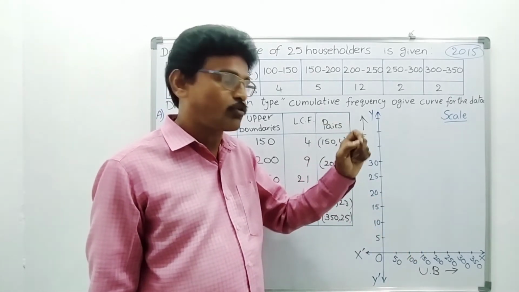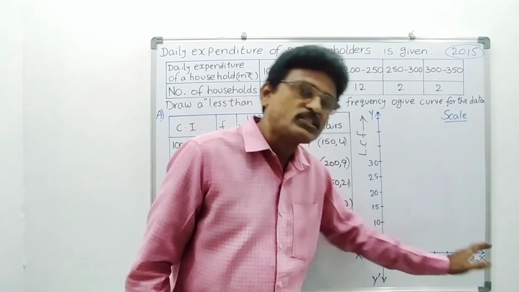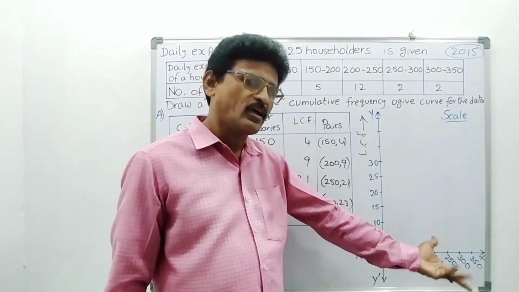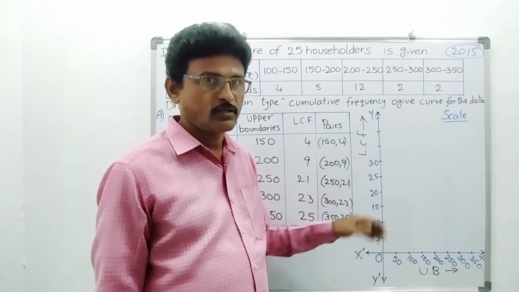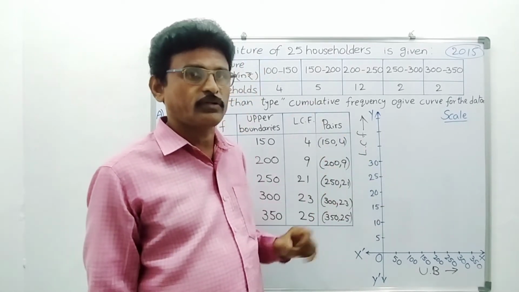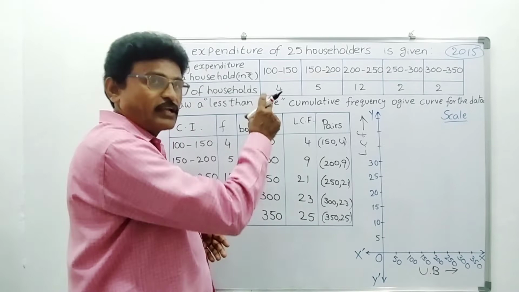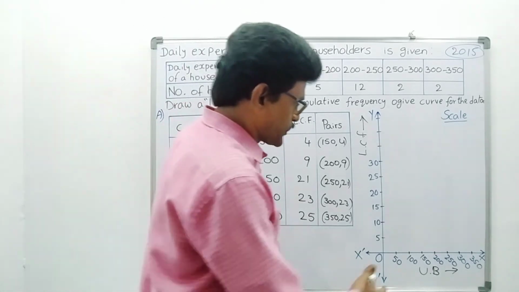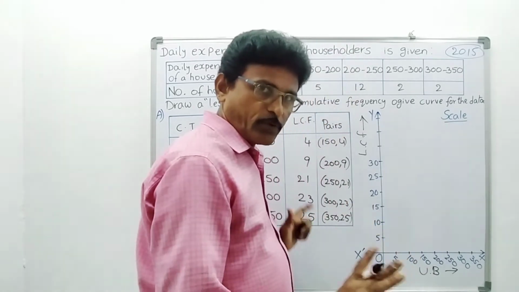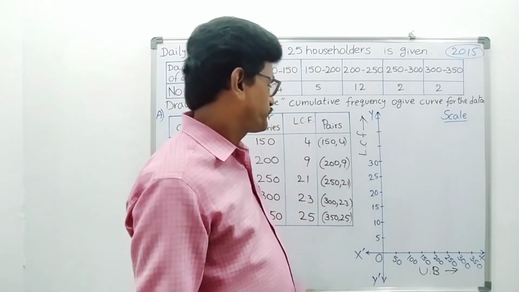Okay? Lower boundaries HCF we are taking on this graph only. That time what we have to do? Here simply boundaries you have to mention. Okay? Both boundaries. Lower boundaries, upper boundaries. Here cumulative frequency. Less than cumulative, greater than cumulative. Right? But particularly in this problem, he is asking less than cumulative frequency. That's why here I mentioned upper boundaries and here LCF.